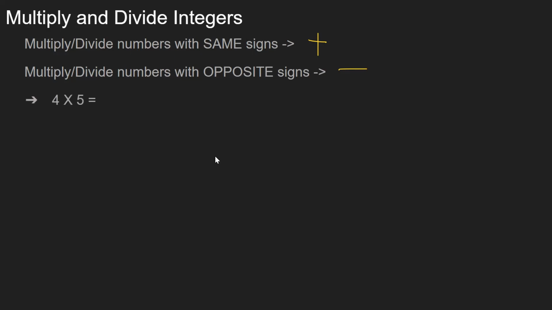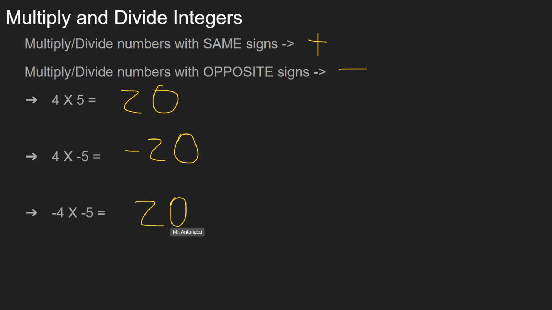So 4 times 5, that's 20, and the signs are the same, both positive, so your answer is positive 20. Here, 4 times negative 5 is negative 20, because 4 times 5 is 20, and the numbers have opposite signs. Again, here we have negative 4 times negative 5. 4 times 5 is 20, and the signs are the same, so the answer is positive. And again, you have negative 4 times 5, which is negative 20 here. 4 times 5 is 20, and you have numbers with opposite signs, so you get a negative answer.